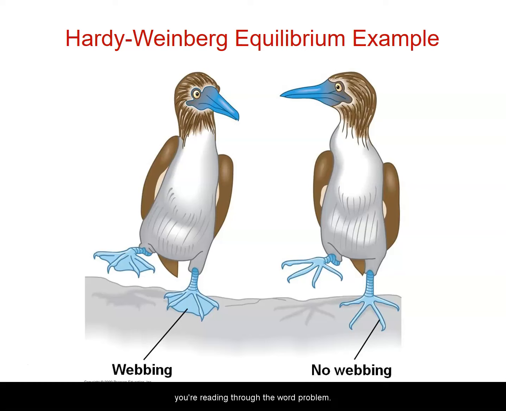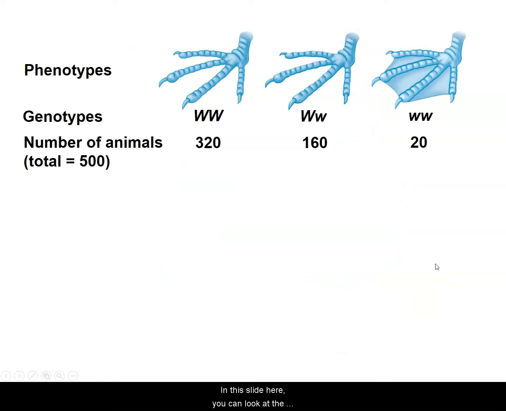Okay, let's look at this example here. We have two different varieties of blue-footed booby, which is a type of bird, and the specific phenotype we're looking at is webbing in the feet and no webbing in the feet. The first thing you have to do is determine what is the dominant phenotype and what is the recessive phenotype. On this slide, I basically told you the answer. If we look at the phenotypes, you can have no webbing or webbing. So which one is dominant and which one's recessive? You should be able to figure that out by looking at the genotypes.